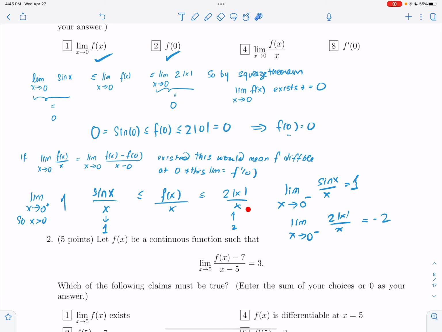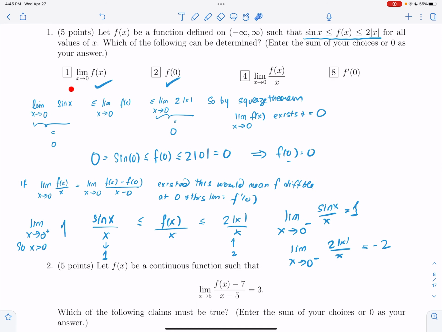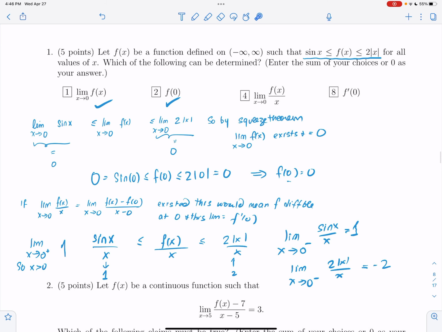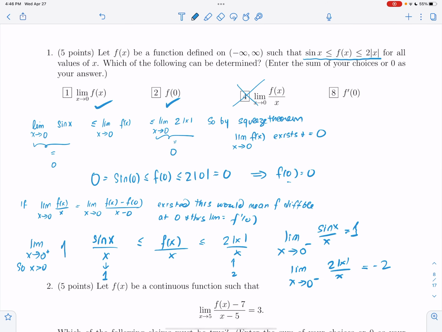Now if those two limits were equal, then we could say by the squeeze theorem this limit equals whatever it is. But in this situation, we can't say anything about this limit, so all that we can say is this limit exists as x goes to 0 of f of x, and we know that f of 0 is 0. Okay? So we can't say that this limit exists, nor can we say that f is differentiable.